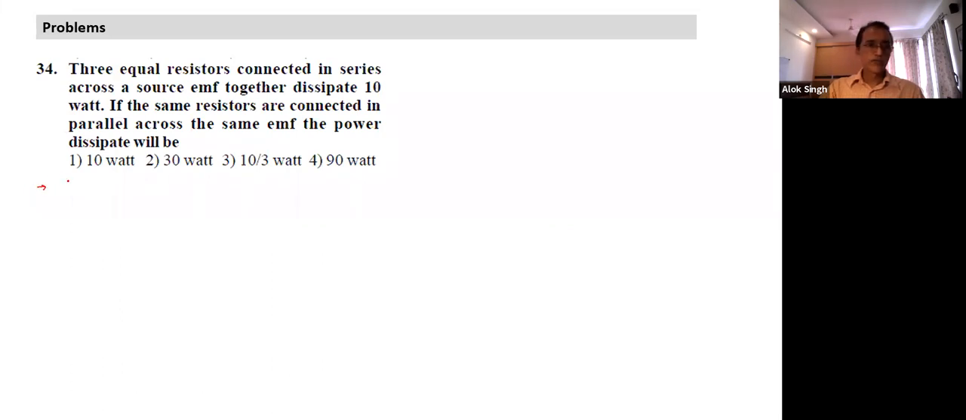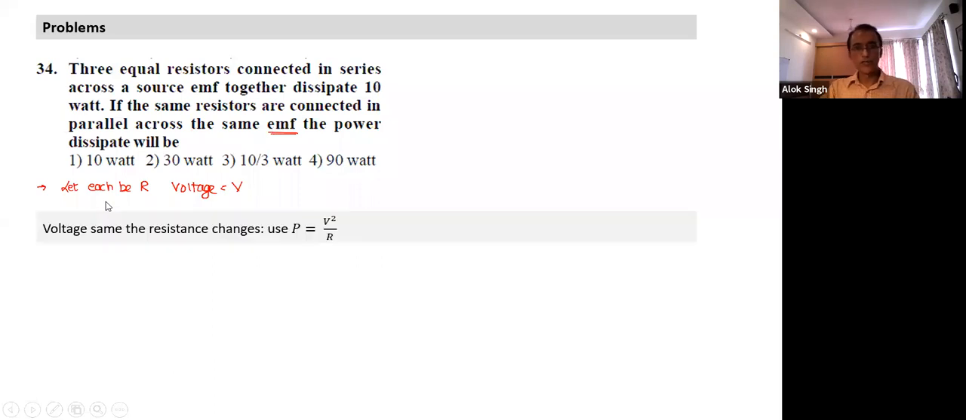So equal resistance, let's assume that each resistance is R, and voltage applied is V. Voltage and EMF are something similar; we see the difference between EMF and voltage later. Voltage is equal to V. So when three equal resistors are connected in series, voltage is the same.